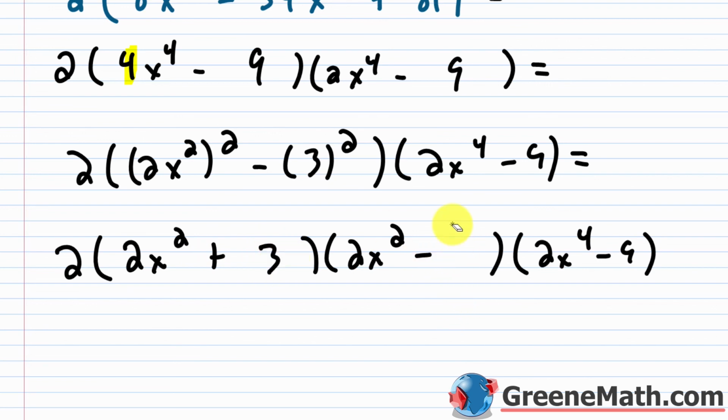So always make sure you check for additional factoring when you do these problems. Sometimes there's some extra stuff you have to do. And if you put this as your answer on your test, your teacher will rightfully probably take off quite a few points just because you didn't completely factor. You factored, but you didn't get it all the way there. So your answer here is 2 times the quantity 2x squared plus 3 times the quantity 2x squared minus 3, then times the quantity 2x to the 4th power minus 9.